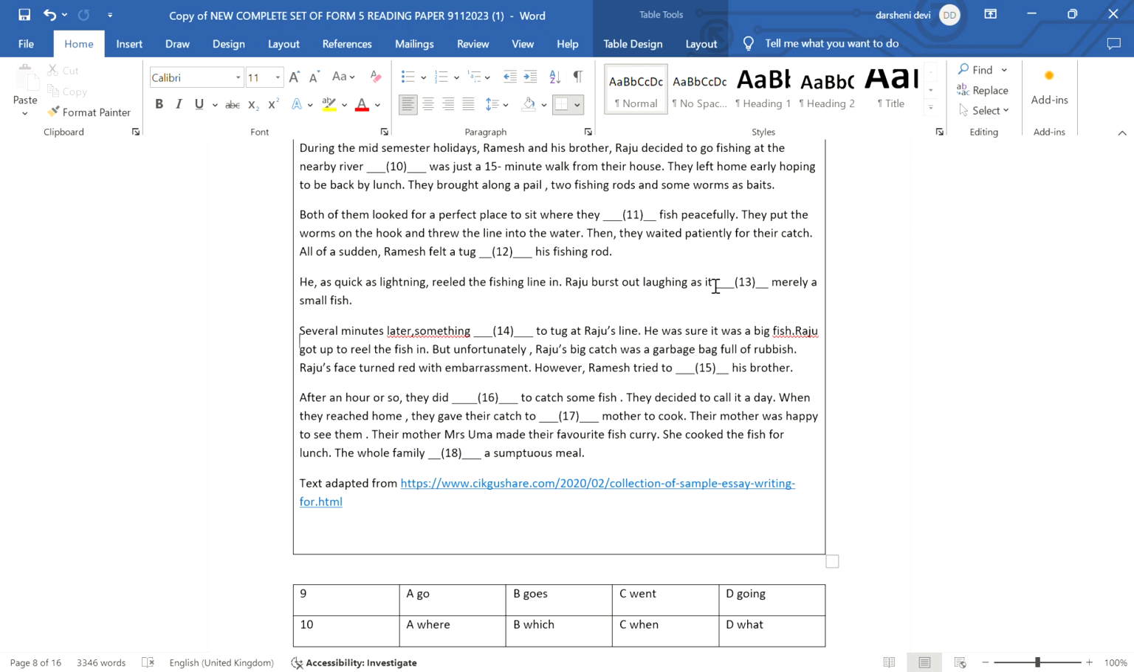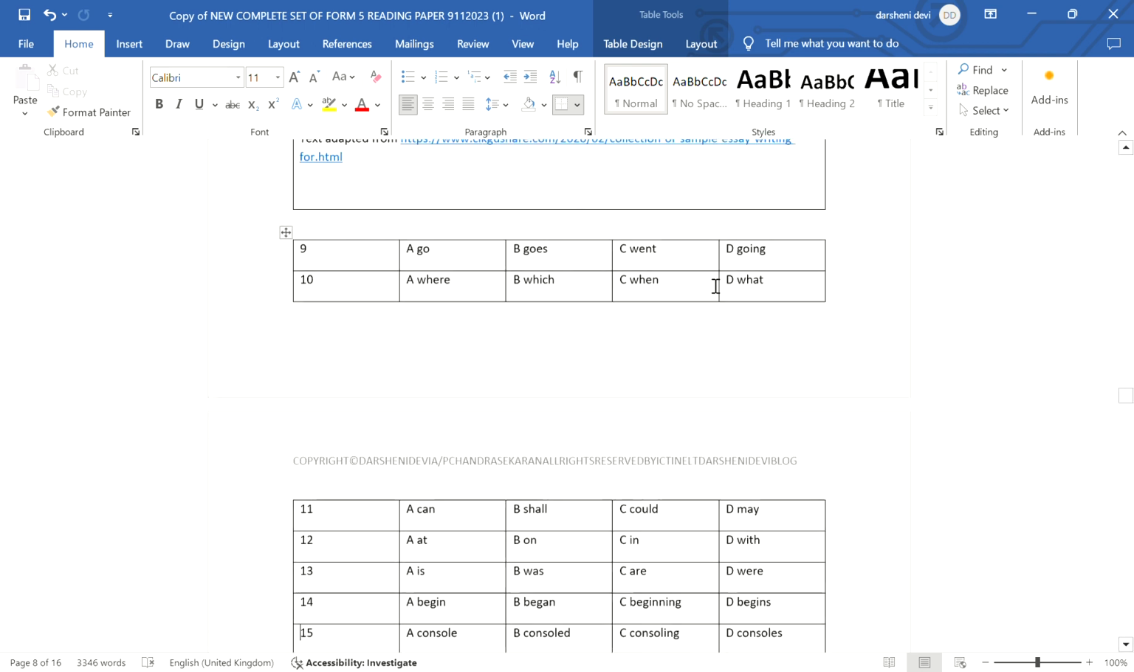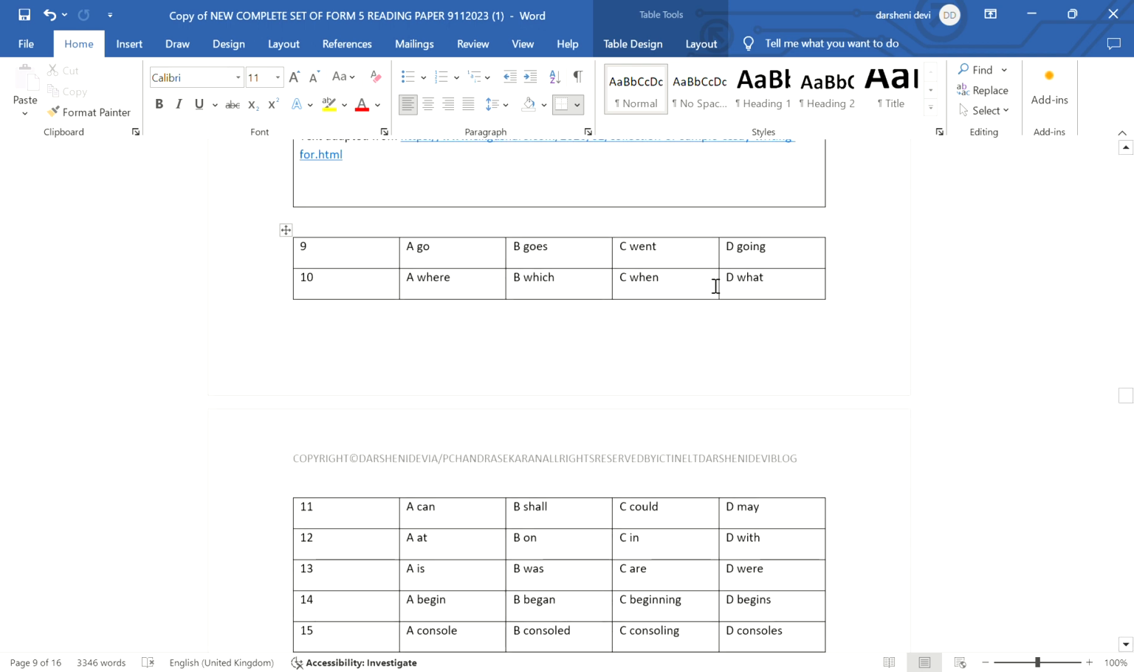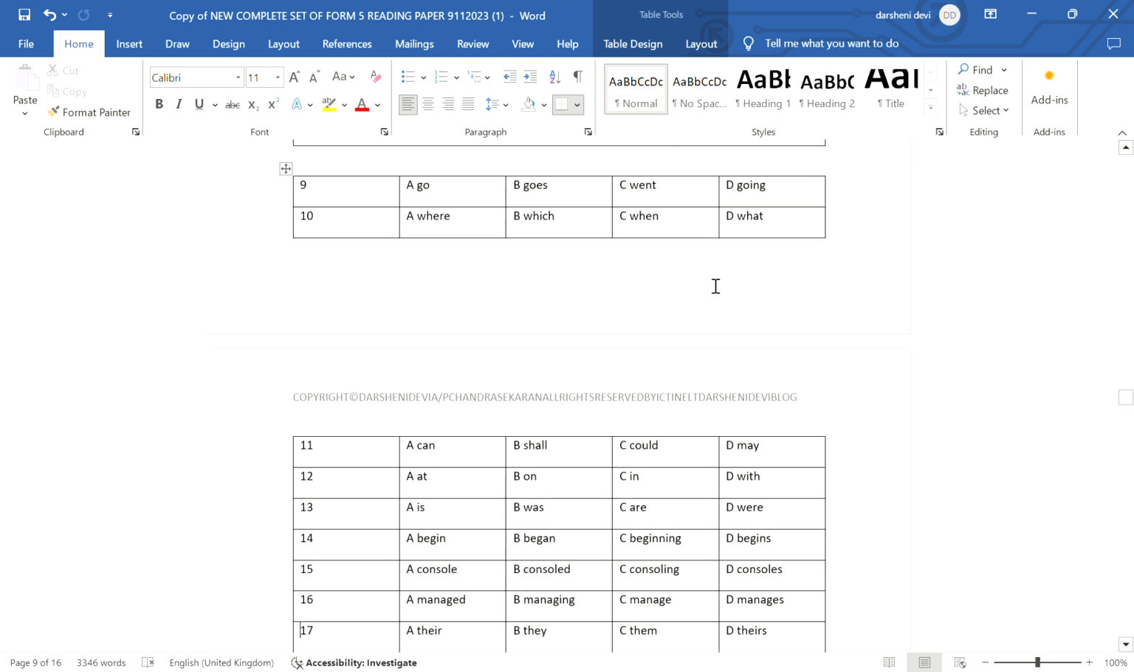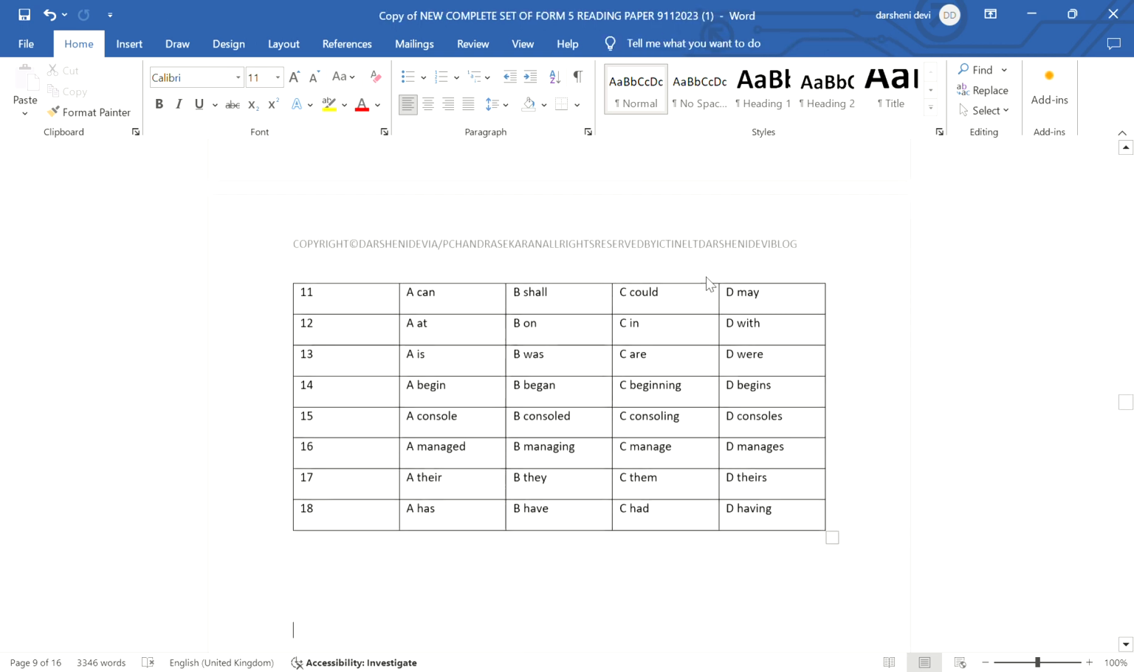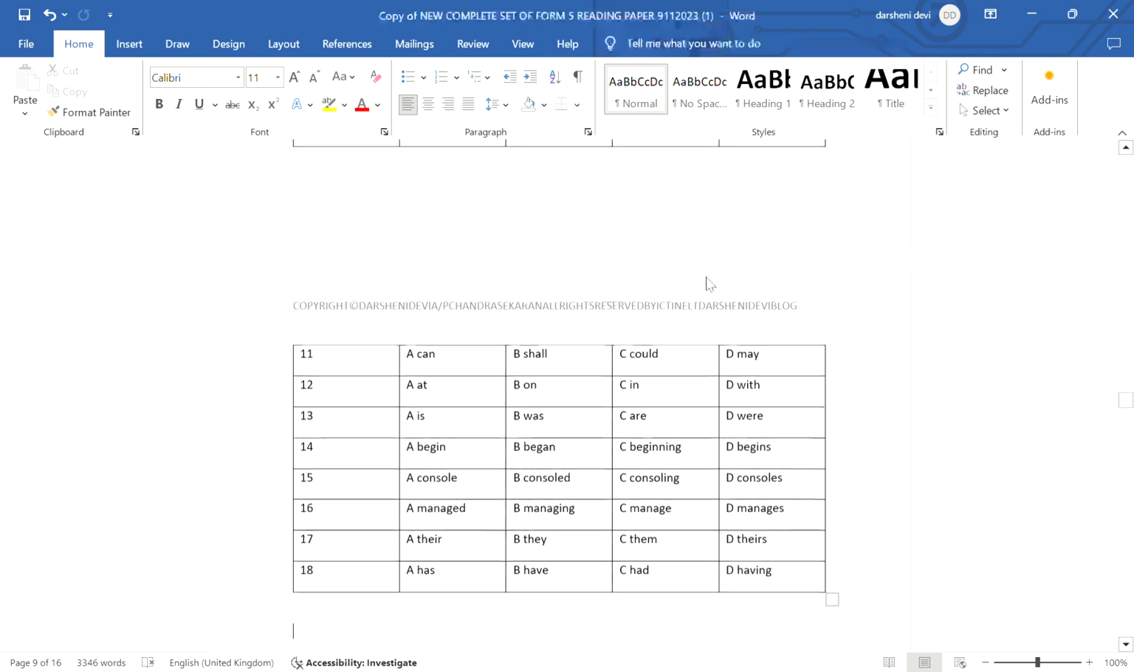Like go, goes, went, going, where, which, when, what. Like can, shall, could, may. All the basic grammar rules. And maybe sometimes they might also test you on words. Like for example here is past tense, and then they are pronouns there, so these are just samples.